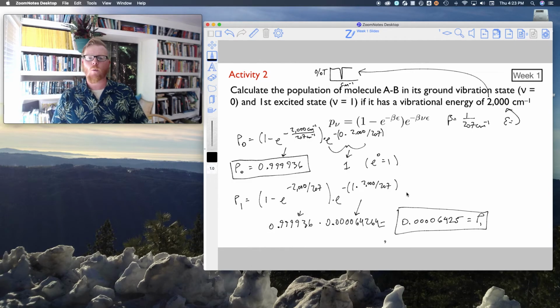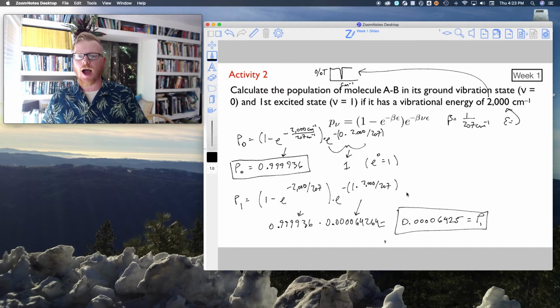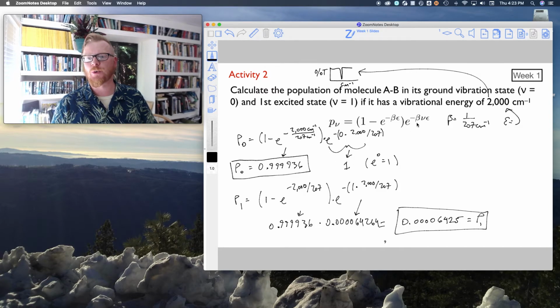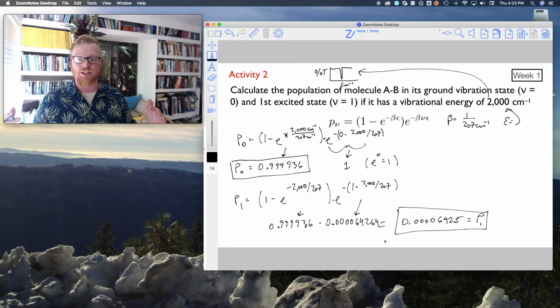Okay, so let's walk through what I did here. A lot of this is plugging and chugging and recognizing what to do with these quantum numbers. Remember I told you the ground vibrational state is nu 0. First excited state is nu 1. And you notice in this first term, we don't have any of that, right? It's just going to be, remember, beta is 1 over the 207 wave number. And we said the energy is 2000 wave numbers, so you can see by having equivalent units, it makes life much easier.